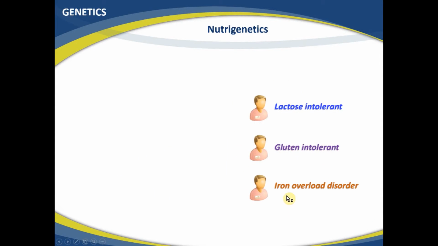Now, let's look at three people with a genetic disease. One is lactose intolerant. One is gluten intolerant, so he cannot digest wheat, or actually he gets bad reactions from wheat, he can digest it. And the other person has the iron overload disorder, so absorbs too much iron. Now, these three people listen to the general guidelines of healthy diet. And these say dairy products are healthy, they are a good source of calcium. Now, the lactose intolerant person will not agree. When he eats milk products, he will get severe side effects.